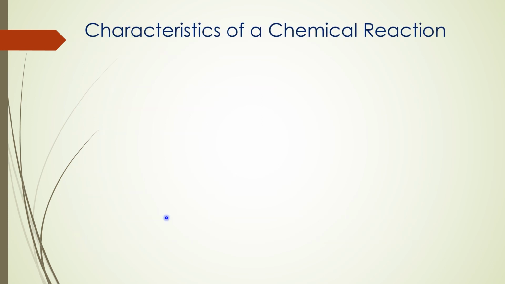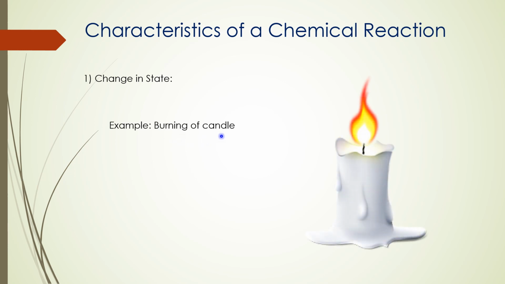Let us discuss what are the characteristics of a chemical reaction or a chemical change. Let us discuss a few of the characteristics of a chemical reaction. So, the first characteristic: change in the state. Example, here I am giving an example, burning of candle. When a chemical reaction takes place, sometimes there is a change in the state.